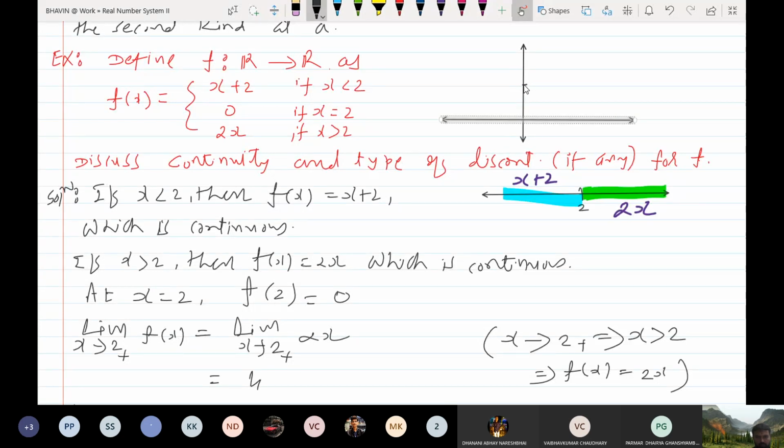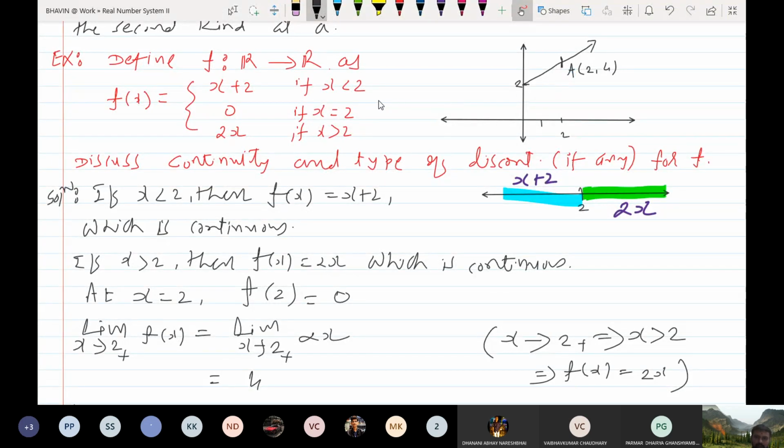See, this is point 2. See, if your x, this is 1 and this is 2. So what is the coordinate of this point? If you take x equal to 2, then this point is nothing but, if you put x equal to 2, y is 4. This point is (2, 4).